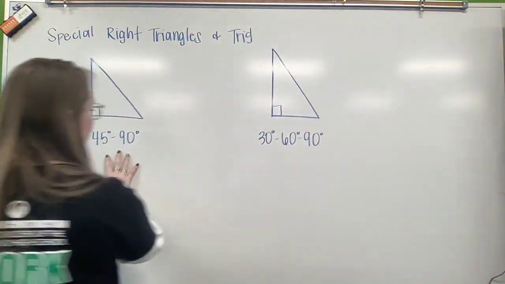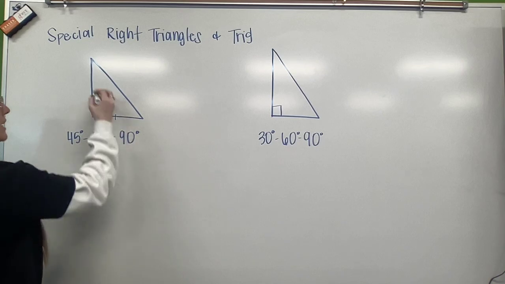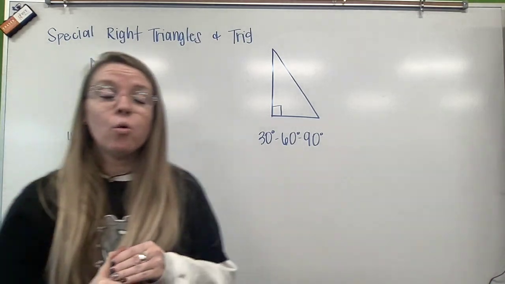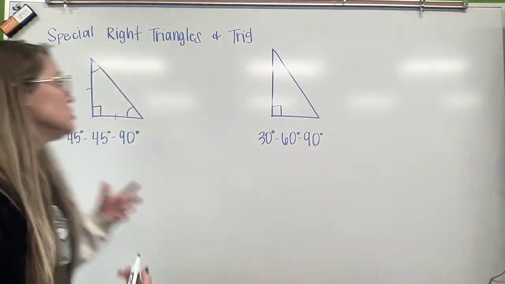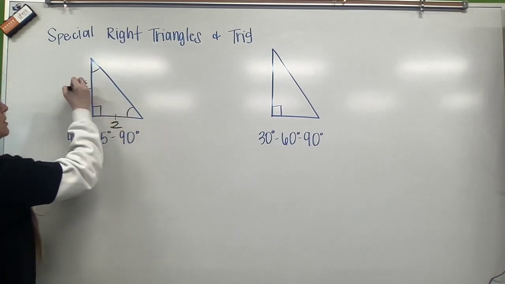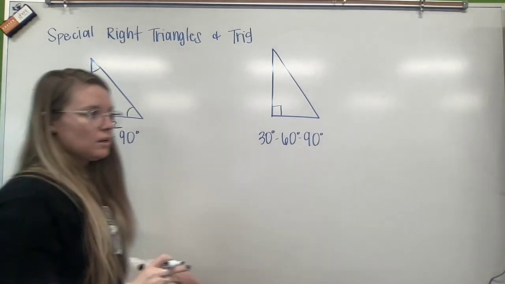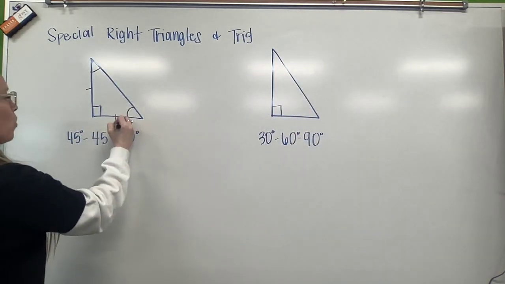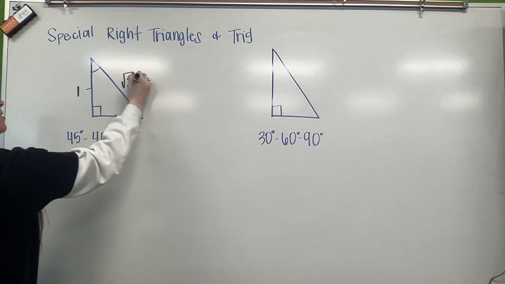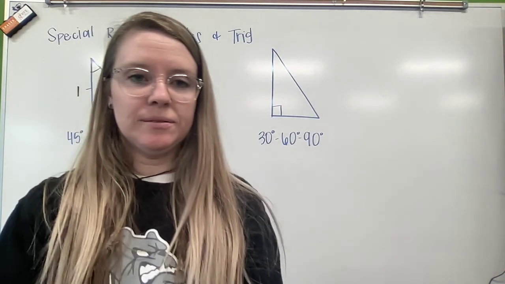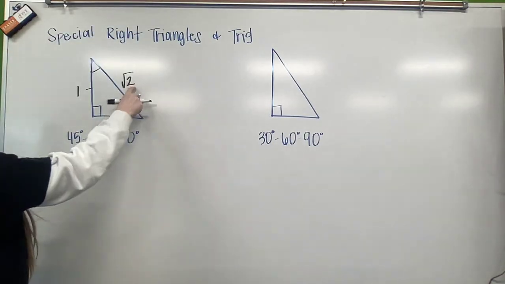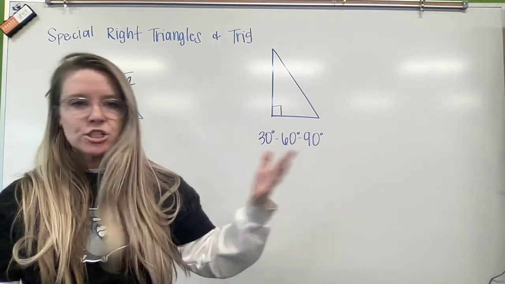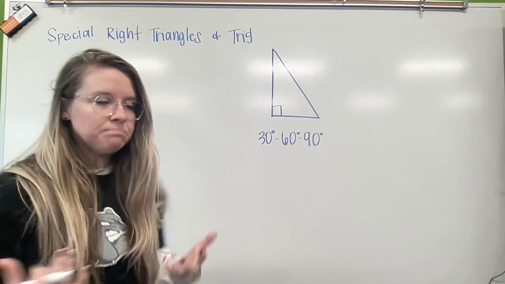So with our 45, 45, 90, we know that these two sides are equal because our angles are equal, and vice versa. And we know the proportions of these sides. I'm going to say that this side is 1, 1, and this is root 2. Okay, it's going to be our setup here. So our sides are the same, which makes our hypotenuse our side length times root 2. So if we were to enlarge or shrink, our ratio is going to stay the same.